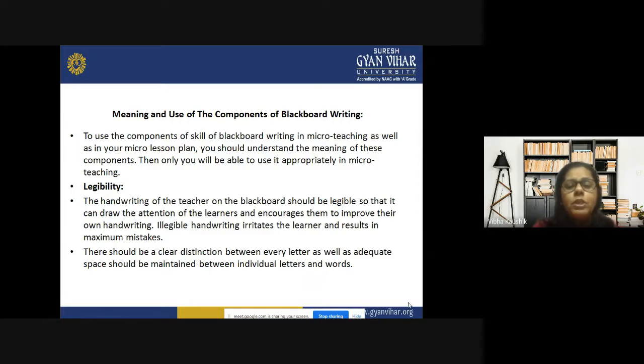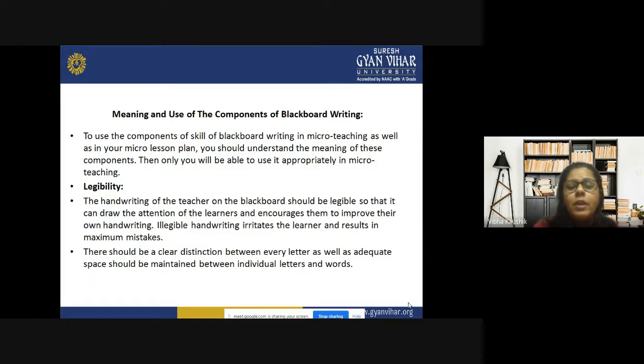The handwriting of the teacher on the blackboard should be legible so that everyone can clearly understand what the teacher has written on the board. It can draw the attention of the learners, so that every learner will be attracted, and the teacher will be able to get their attention and encourage them to improve their own writing. And we should encourage them to improve their own handwriting if the students are not able to understand what is being written on the board.